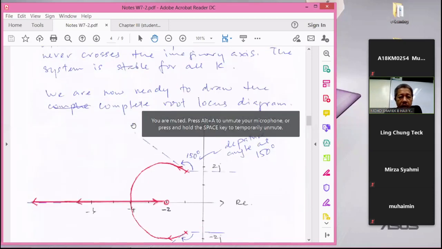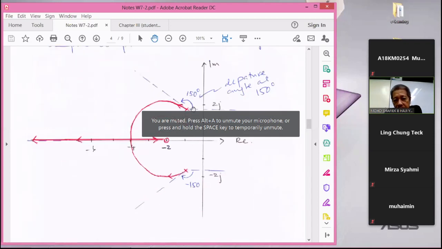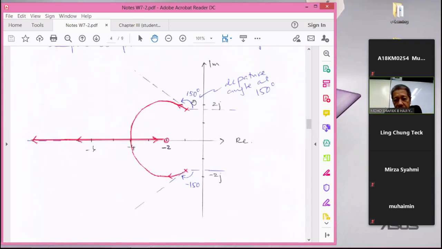Now we are ready to draw our complete root locus diagram. This is the departure angle from the first pole, measured at 150 degrees. That is the direction the locus leaves the first pole, and somehow it is going to come back at the breaking point at -4. It will enter the real axis at a 90-degree angle. From the second pole, it is just symmetrical, a mirror image about the real axis. So this is your complete root locus diagram.